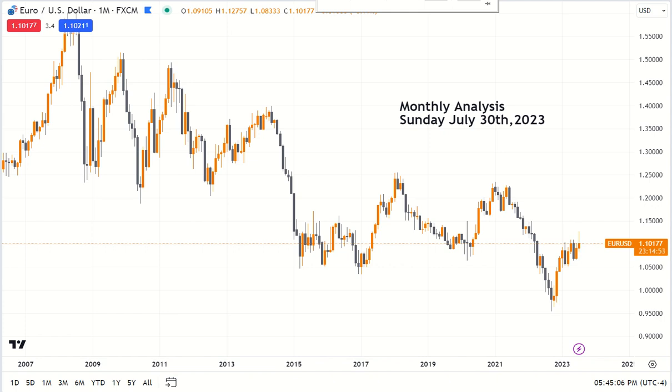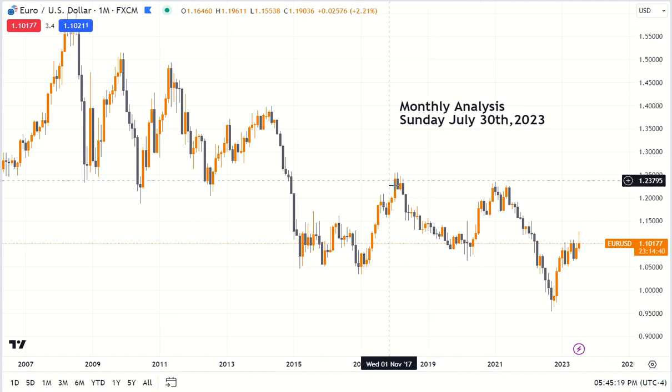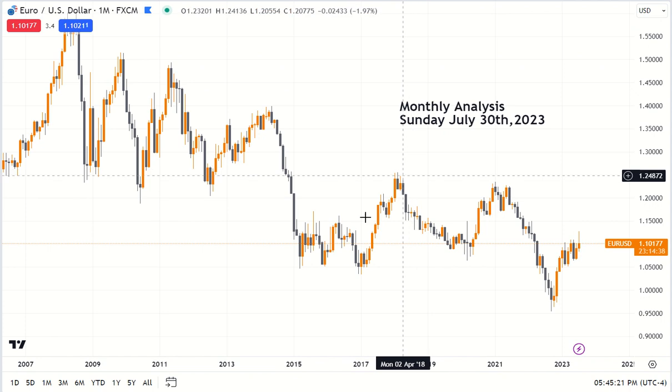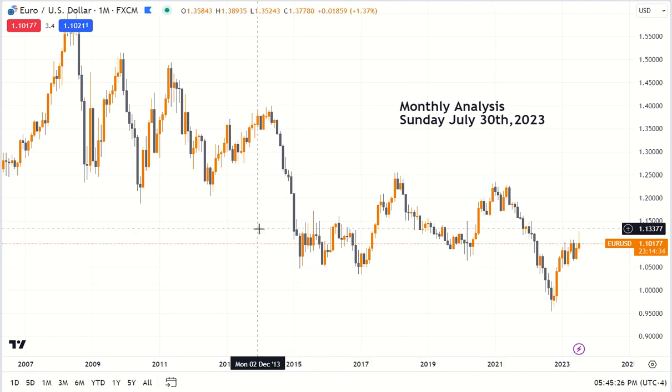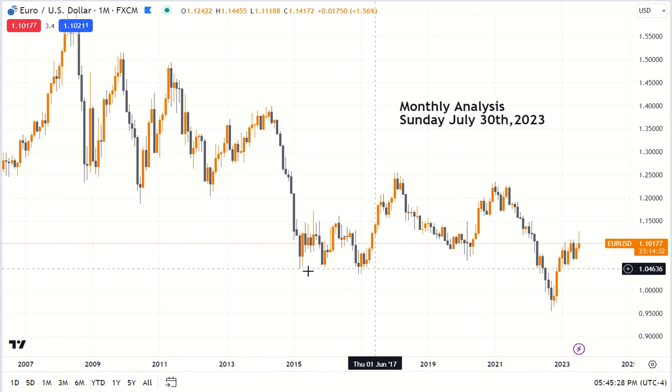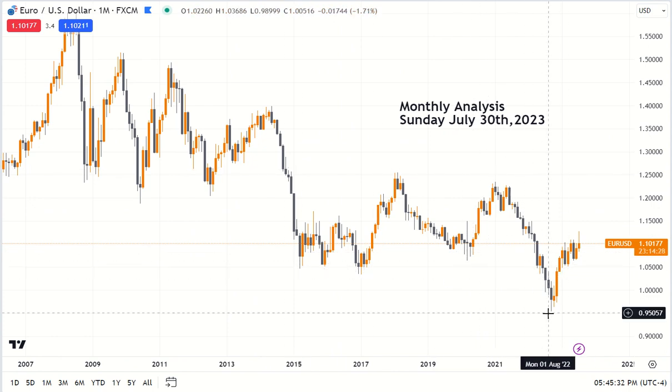So let's see, this is the monthly analysis, Sunday, July 30th, 2023. We don't have July's closing price yet, but that's okay. There's still a lot of information on this chart and a lot of things to glean from it. Immediately, when I look at this monthly chart, I see that these lows have been taken out. I see that we've been trending down. Lows have been taken out. Highs above here, lows above here.